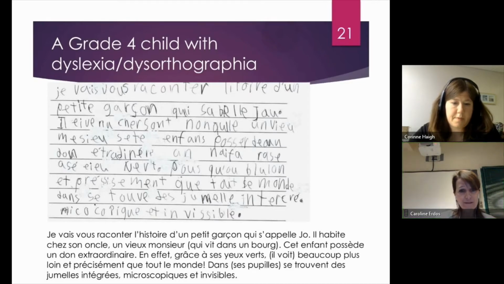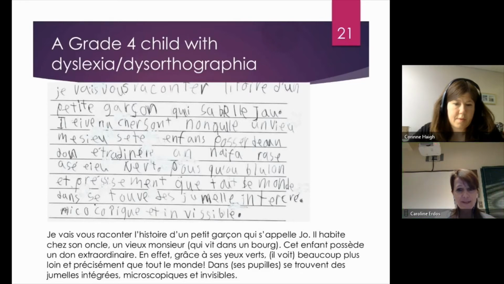And if we look at this text and look at what he was supposed to write, he was supposed to write, "Je vais vous raconter l'histoire d'un petit garçon qui s'appelle Joe. Il vit chez son oncle, un vieux monsieur qui vit dans un bourg."